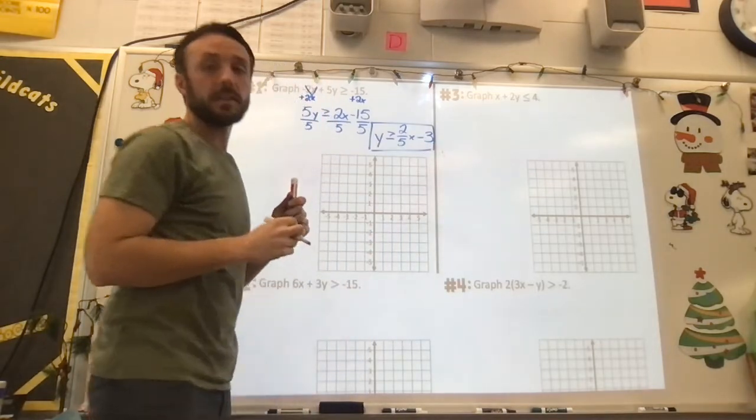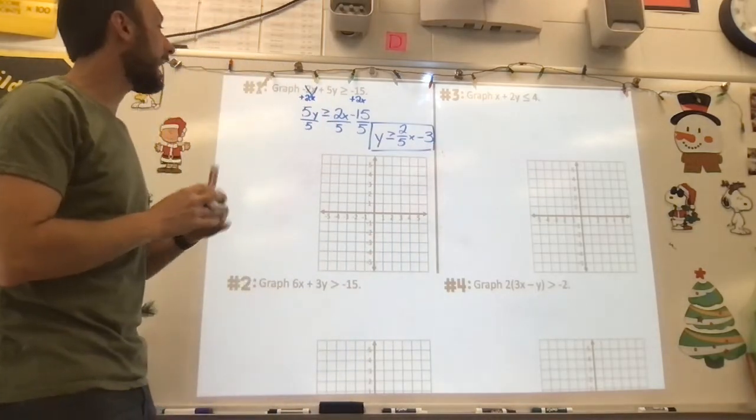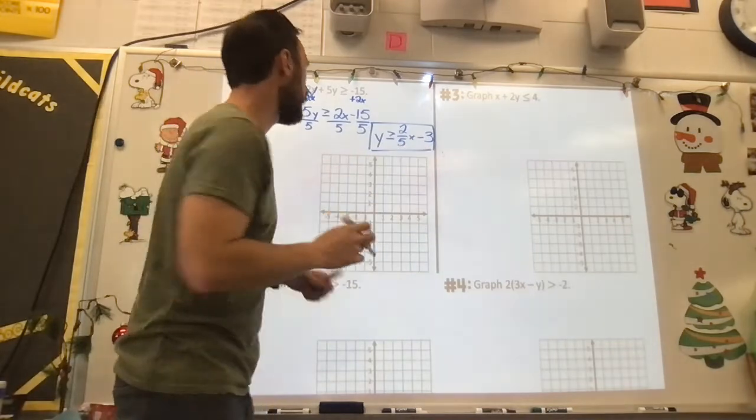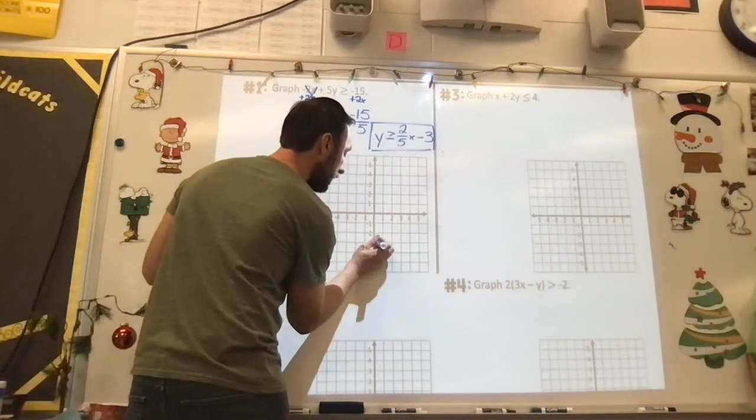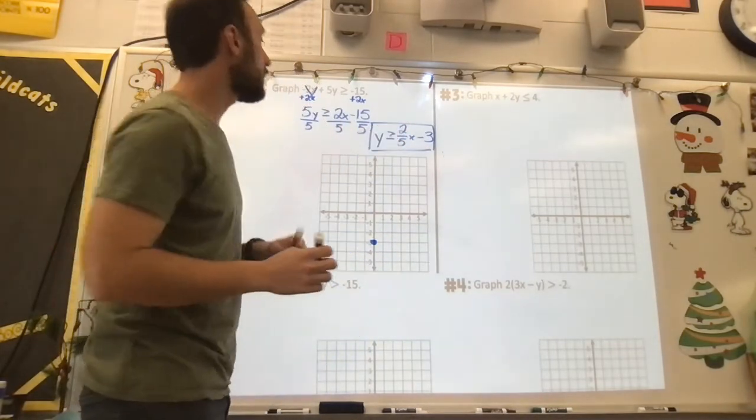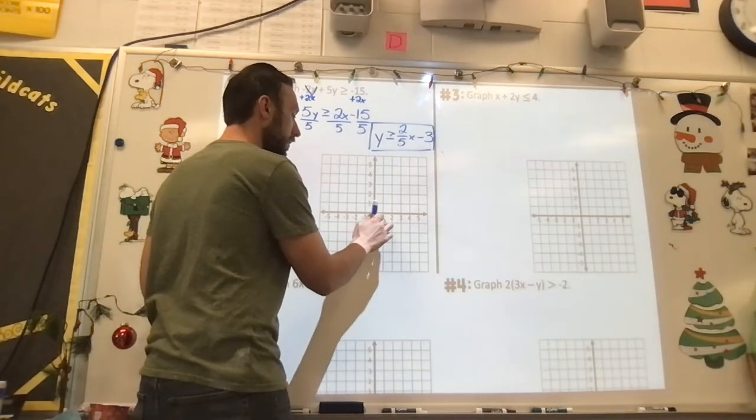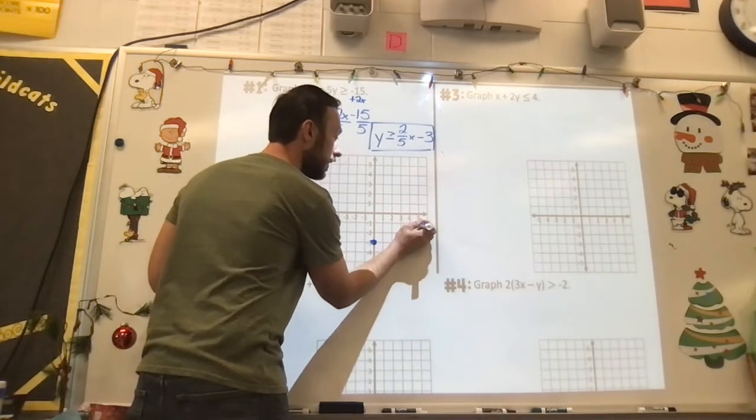So now that I have it in slope-intercept form, I can graph it. So my y-intercept is negative 3, so we can put a dot at negative 3. And I'm going to rise up 2, run over 5: 1, 2, 1, 2, 3, 4, 5.